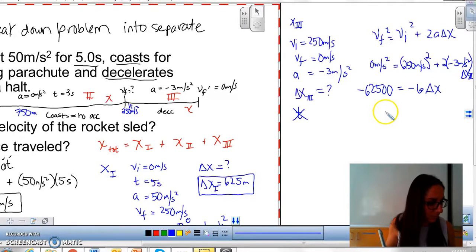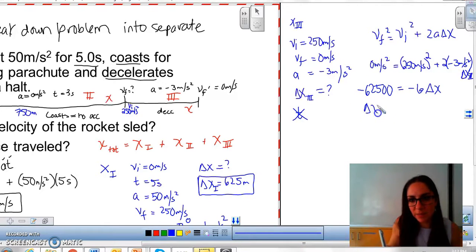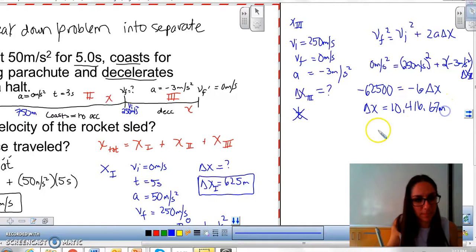So I'm going to divide that by 6 to solve the problem out. So delta x gives us a value of 10,416.67. I'm going to round it like that. Okay, good.